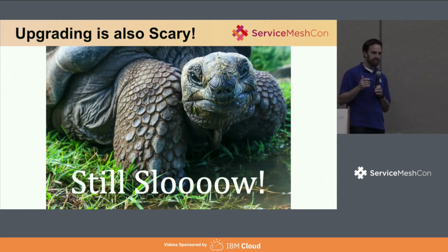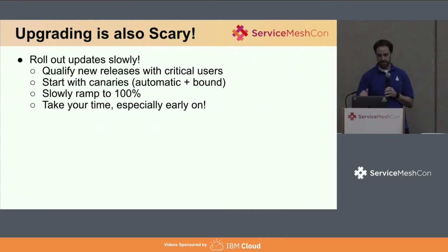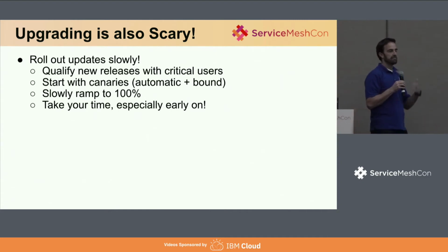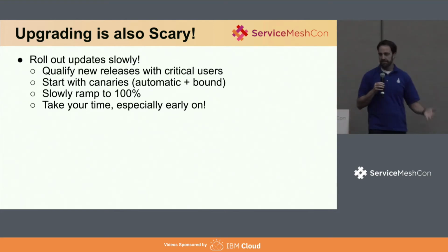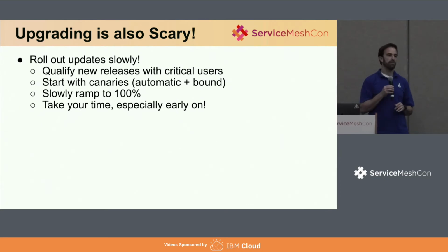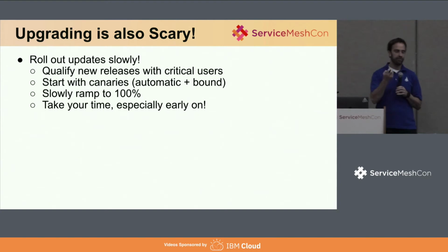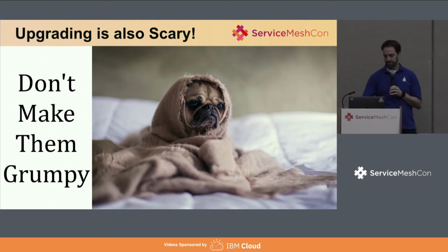And even with updates, you don't want to take a year and a half to do an update, but you still want to take it slow, right? So you want to make sure you're qualifying with that dev track, a canary track, whatever you do, make sure you're qualifying these releases with early users, getting things in their canary clusters, and then slowly doing that ramp up to 100%, right? As the folks from Pinterest were talking about, you can do like a specific host, right? You want to do things slowly. You want to take your time. And you also want to make sure you don't make them grumpy. You don't want to make your user sad.